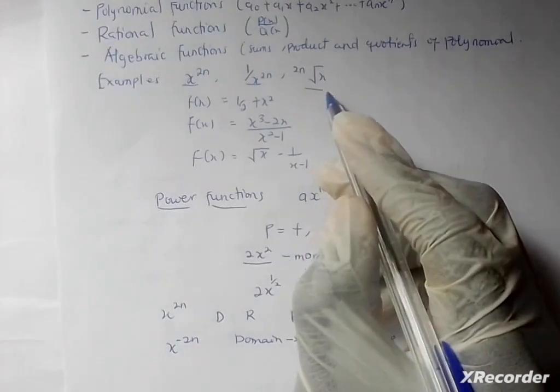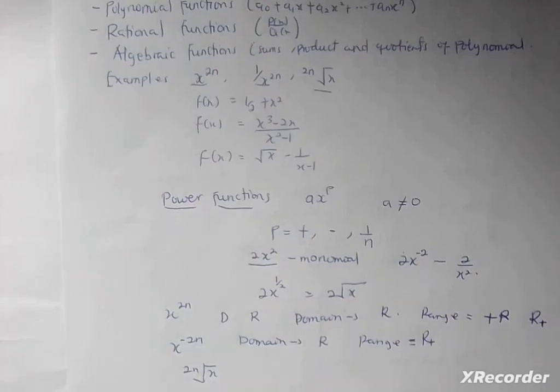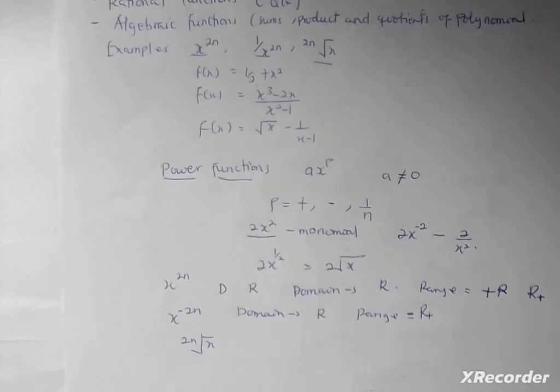Now we move to the third part, which is a radical function. So x to the 1 over 2n, the 2n-th root of x, like this. This is a radical function which happens to be a power function with the power 1 over 2n. So to find the domain of this function, I write my domain down.